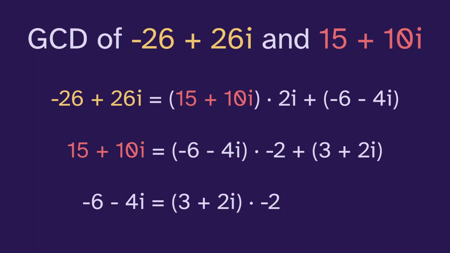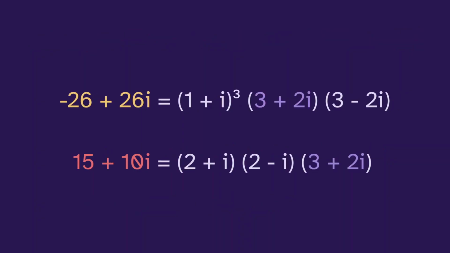And these are what the steps look like. And we end up with a remainder of 0, showing us that 3 plus 2i is the greatest common divisor. And again, we can look at the unique factorizations and see that 3 plus 2i is the only prime that divides both numbers. So it's sensible that that's the greatest common divisor.